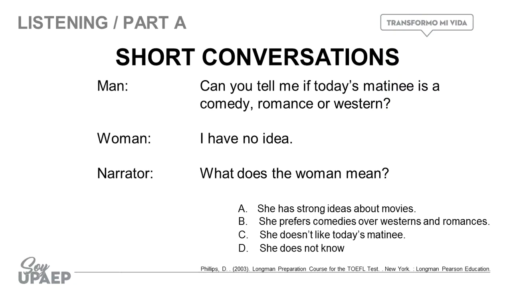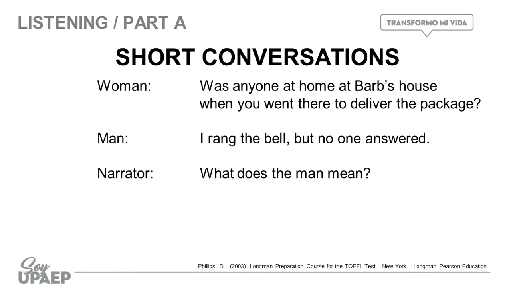The answer for this conversation is letter D: She doesn't know. If you notice, "I have no idea" and "she doesn't know" mean exactly the same. That's why letter D is the answer. Let's do another exercise together. Again, you have two speakers, the woman and the man.